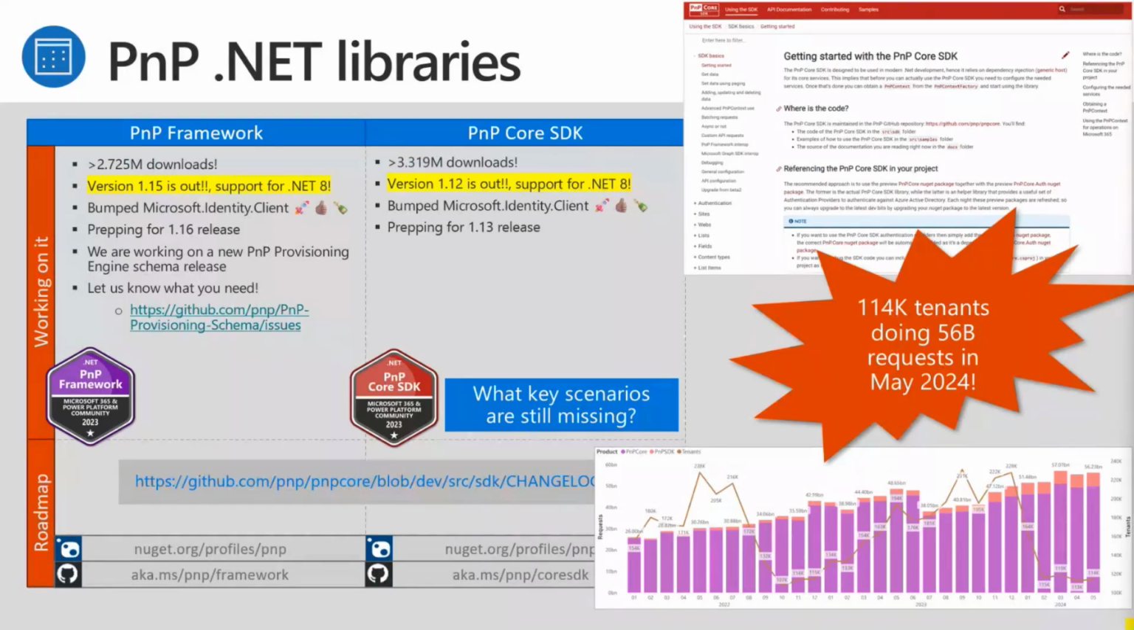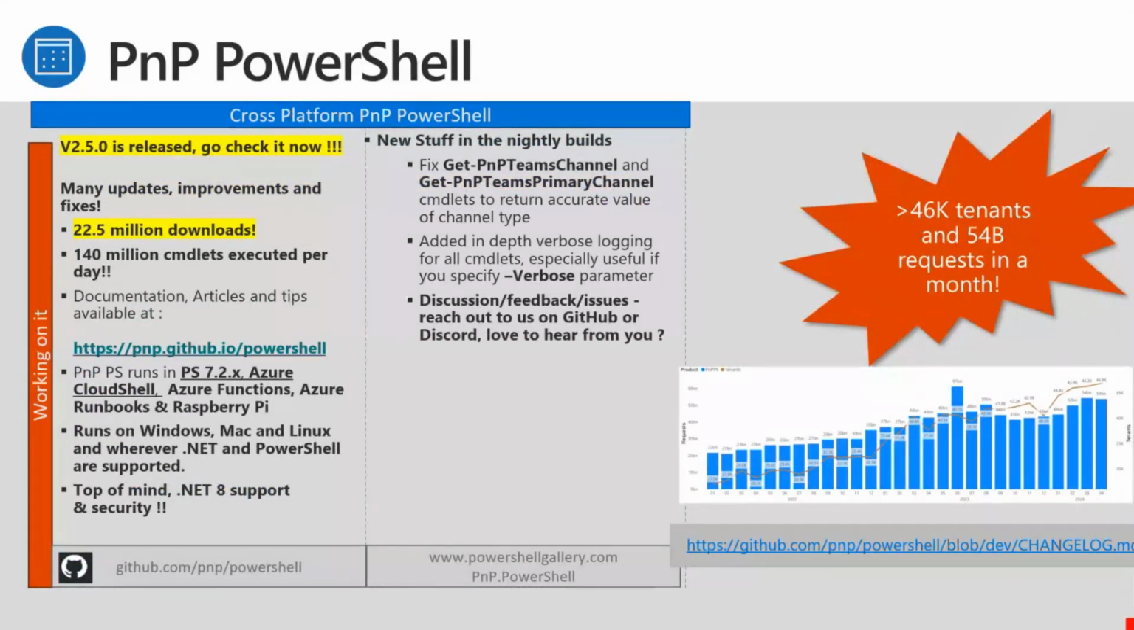You can see that it is getting 56 billion requests in May 2024. That does not happen by accident. So you are all amazing for supporting and using this initiative. So thank you. Let's move over to Gautam on PnP PowerShell.